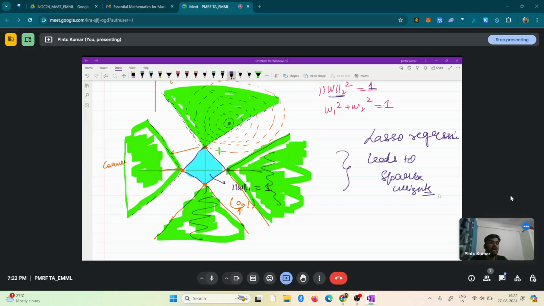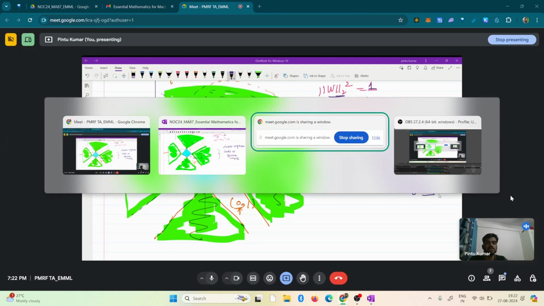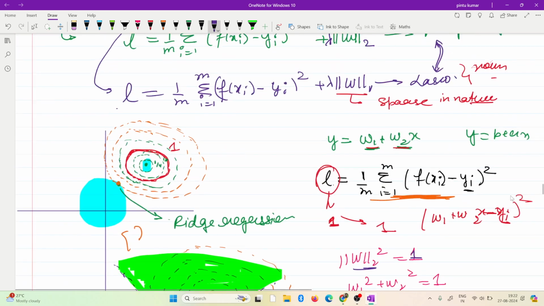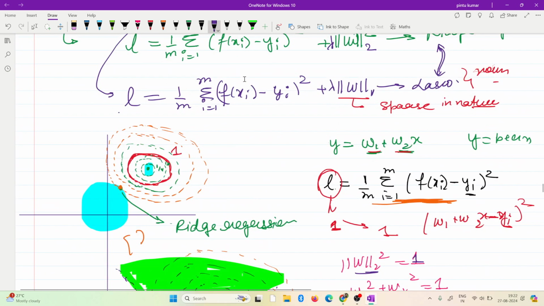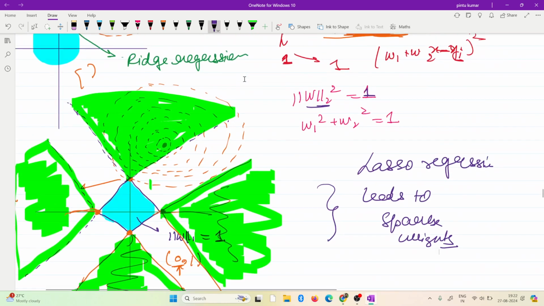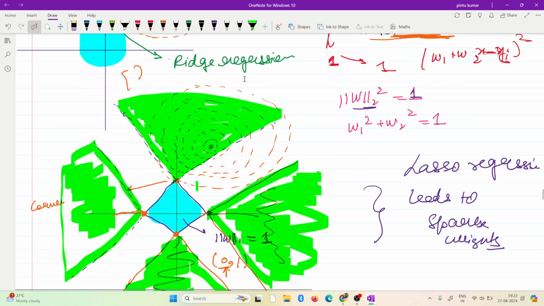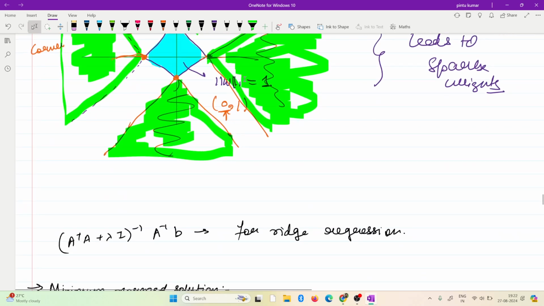I hope I was clear. If there is any doubt in this section, please ask right now. Was I able to make this clear? This was not in the lecture, but it was mentioned that we'll get a sparse vector. So I thought I might include it because it is not generally covered either in a machine learning course or in mathematics. So if there is any doubt, you can ask.